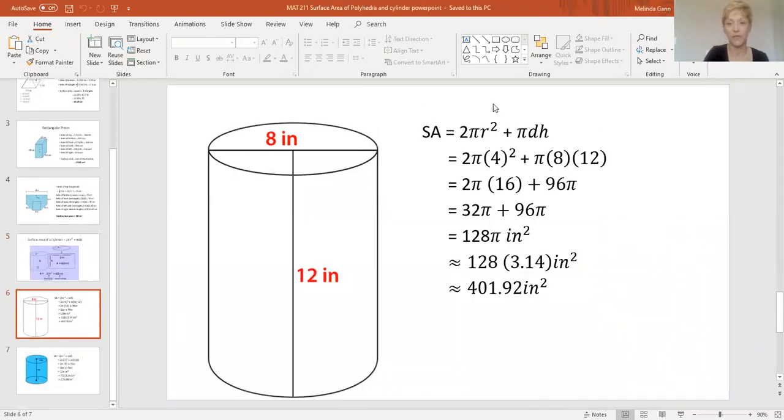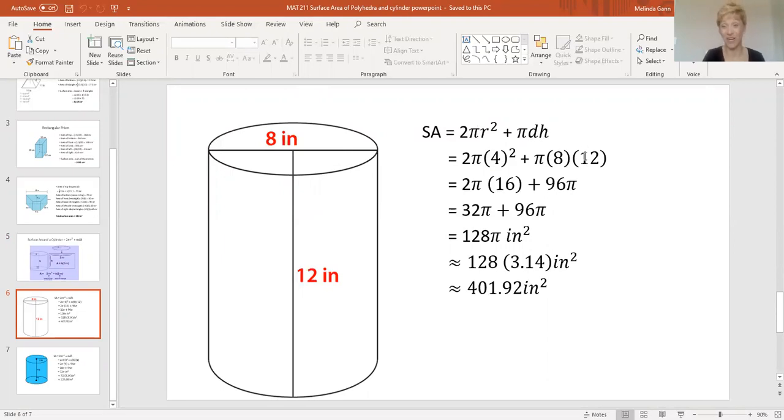Look at this one. There's our formula: 2 pi r squared plus pi dh. Now look, this 8's all the way across. So if the diameter's 8, halfway across is going to be 4. So you see why the radius is 4? And then how tall is this cylinder? Well, it's 12 inches tall. So that 12's the height.